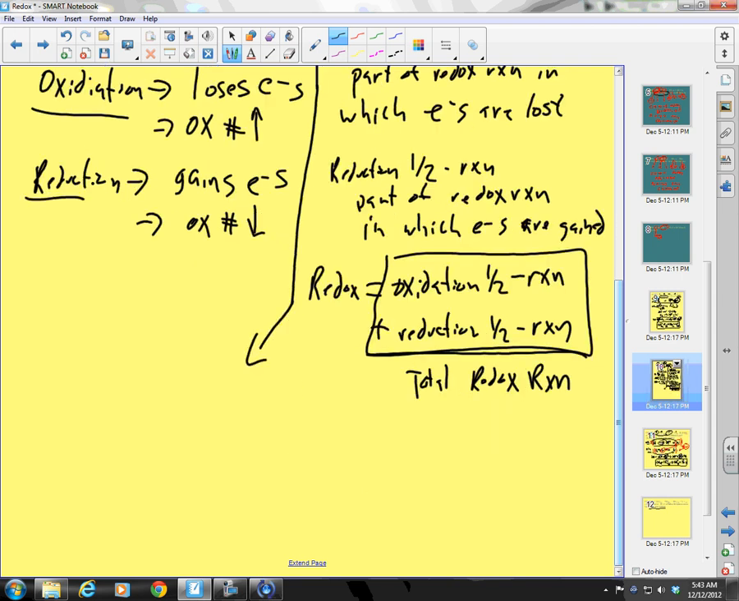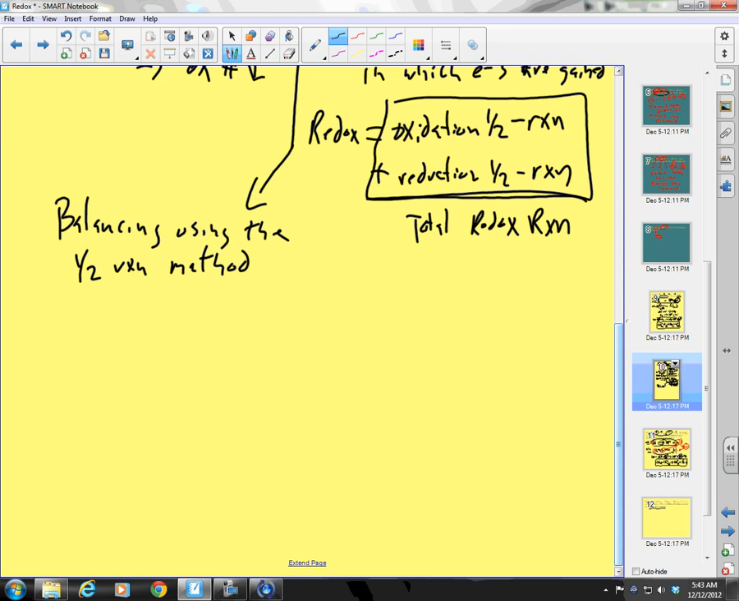And it is called balancing using the half reaction method. Okay, good. Step 1, write the equation. Usually this is given. Usually that's given. We can all do that.